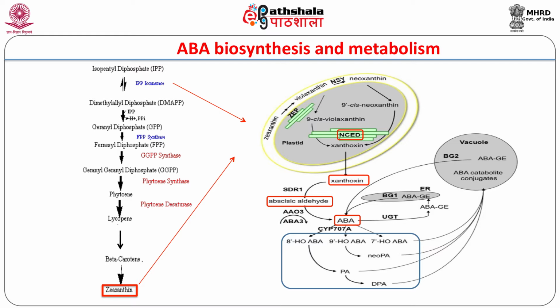Inactivation of ABA occurs through the formation of hydroxylated products by the action of cytochrome P450 oxygenases, which are further converted to phaseic acid and dihydrophaseic acid. ABA can also be inactivated by the formation of glucose esters. These esters are transported to the endoplasmic reticulum or vacuoles for storage, and free ABA is released when required by the action of glucosidases located in these organelles.